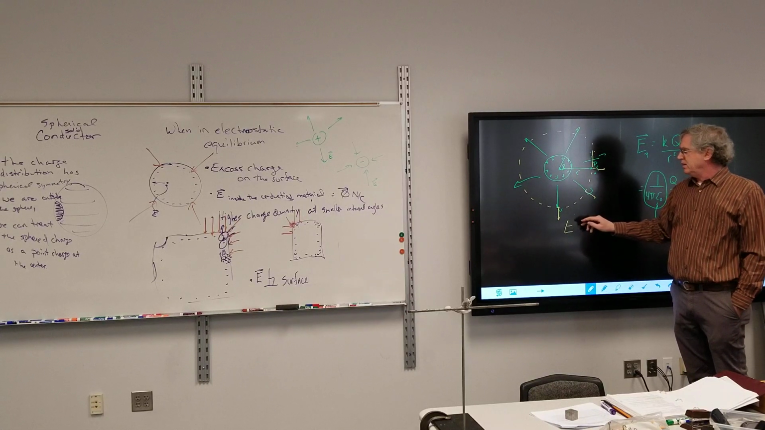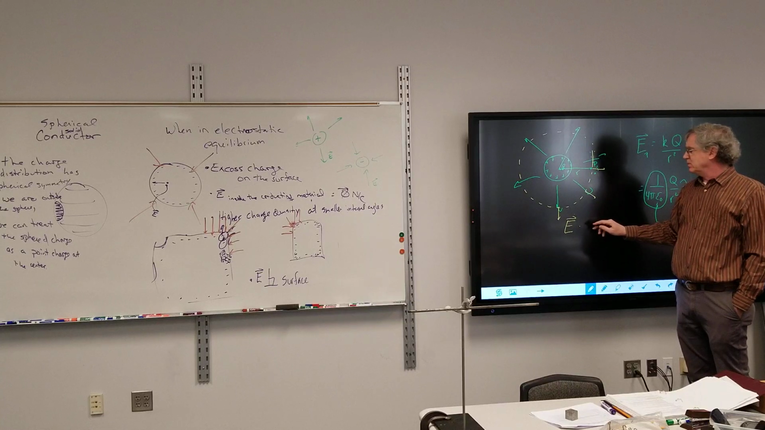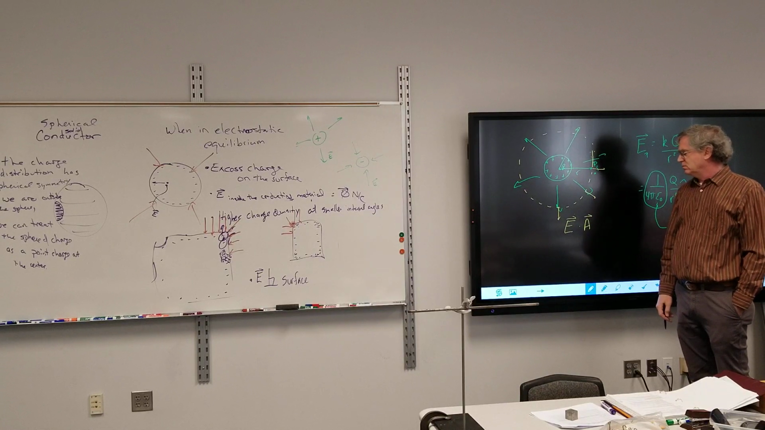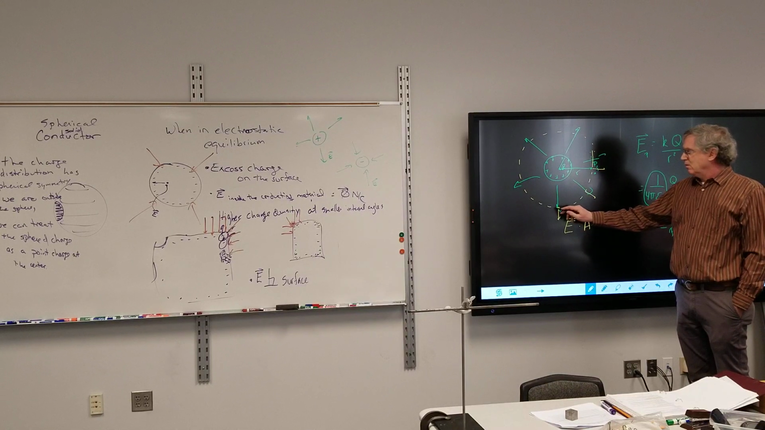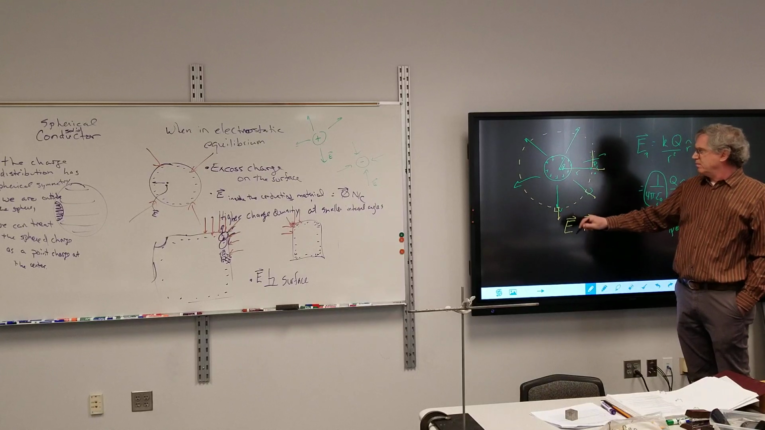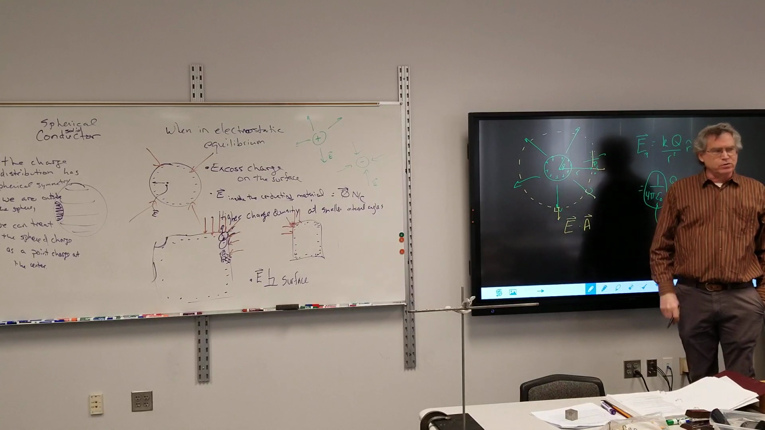And if I did the electric field times the area, that's a dot product. Well, I know that my area vector is perpendicular to the surface.